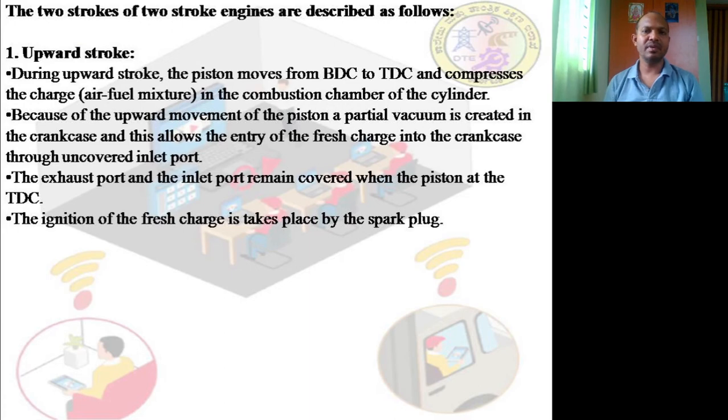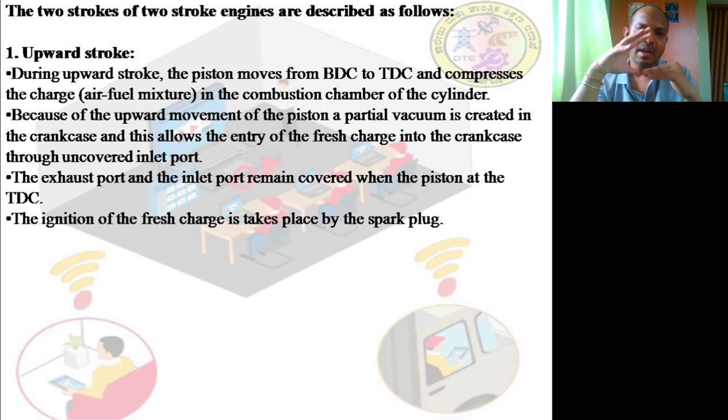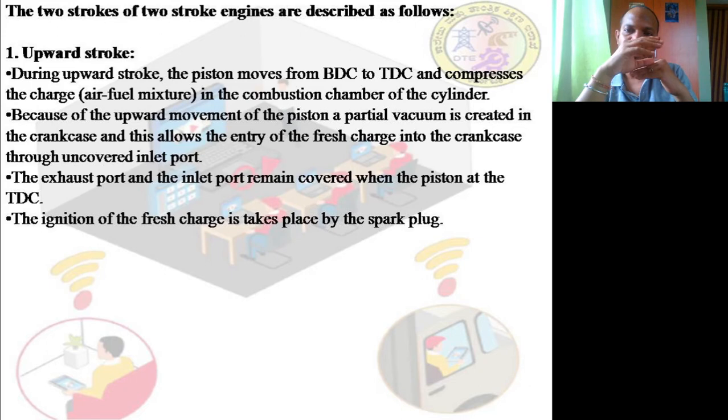The two strokes of the engine are described as follows. In the upward stroke, what happens, and then in the downward stroke, what happens? I shall tell you. During the upward stroke, the piston moves from bottom dead center to the top dead center and compresses the charge. The charge is nothing but the air fuel mixture. When it is moving from bottom dead center to the top dead center, it compresses the fuel and air mixture which is present in the engine cylinder.